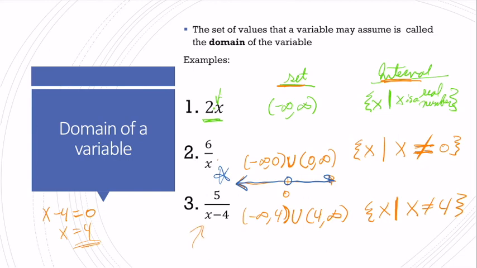It's important to note that if we're working with higher degree denominators, right, this is a degree 1 equation. We're talking about exponents next, I promise. You may have more than one value of x excluded from your domain.